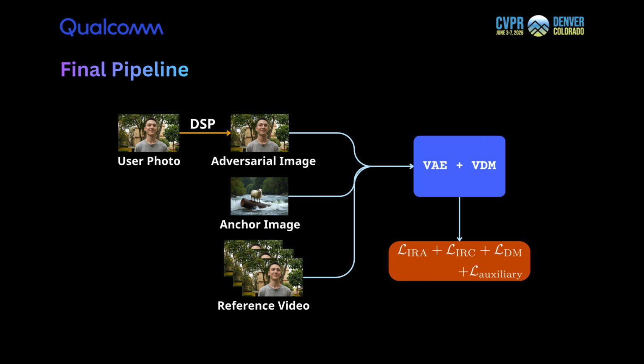Putting everything together, Anti-I2V starts from a user photo. We construct a protected image using DSP and find the optimal image with IRC, IRA, and the auxiliary and diffusion objective. The result is a photo that looks similar to the original, but causes I2V models to generate distorted, identity misaligned, or temporally unstable videos.